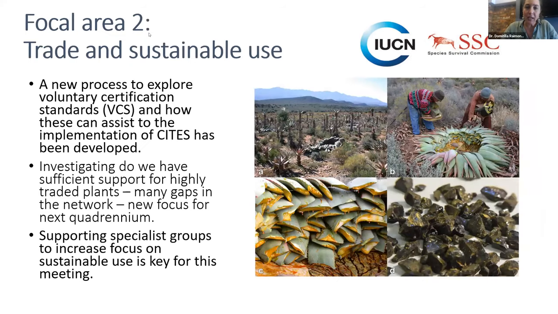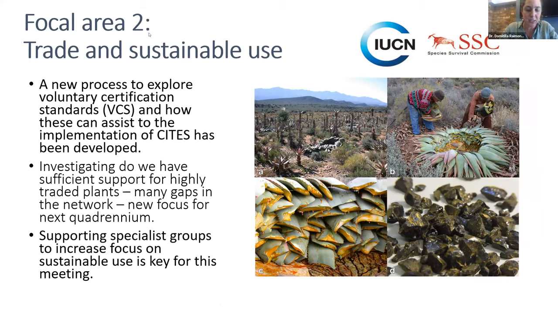Okay, the second focal area that we would like all plant groups to focus on, and this has not been in place in the past, is a focus on sustainable use. We are concerned that many of our plants are unsustainably used. Many of the plants that are on CITES, for example, do not yet have a red list assessment done and don't have SSC experts that are guiding the decisions that get made for those species.